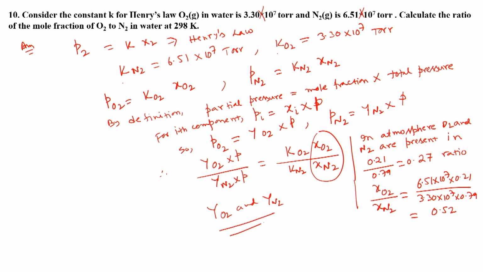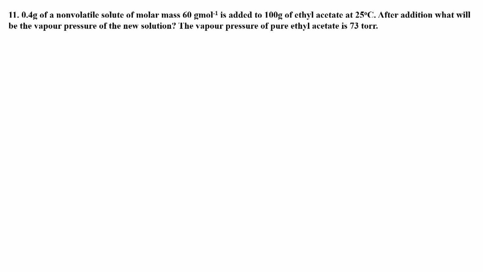Okay. Next we move to problem number 11. It says 0.4 gram of a non-volatile solute of molar mass 60 gram per mole is added to 100 gram of ethyl acetate at 25 degrees Celsius. After addition, what will be the vapor pressure of the new solution? The vapor pressure of pure ethyl acetate is 73 torr.